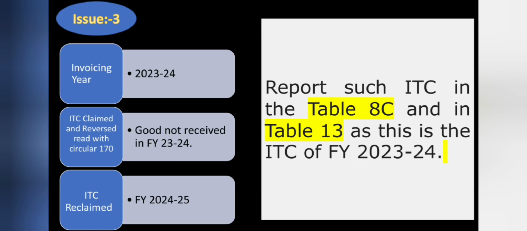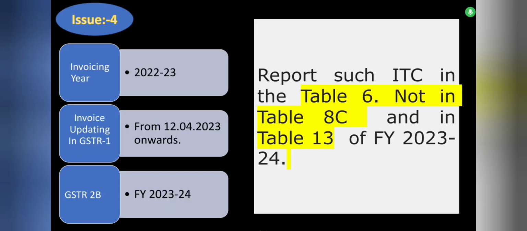Here they are saying that we should report this ITC in table 8C and table 13. We have to report all of this in both tables, that is table 8C and table 13 of the GSTR-9 of the financial year 23-24. Got it? Moving to the next issue, issue number 4.